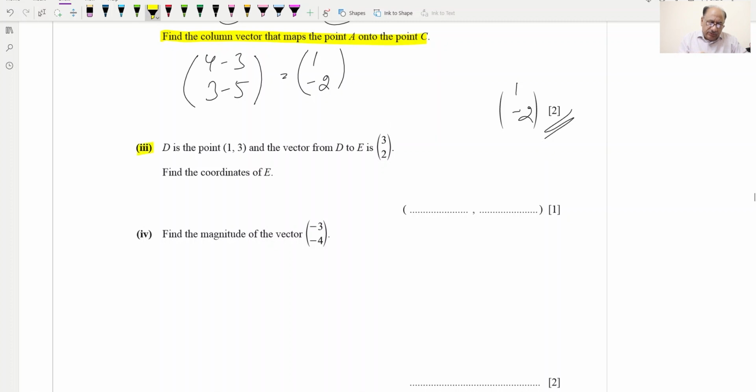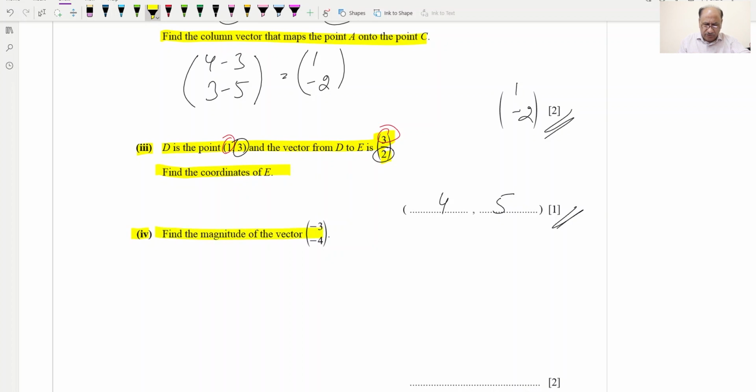Part 3, D is the point 1 3 and the vector from D to E is 3 by 2. Find the coordinates of E. So to find the coordinates of E, we will be adding these two, 3 plus 1, which will result in 4, and the y value is 2 plus 3, so it will be 5. This will be a 1 mark question. Working required for this one.